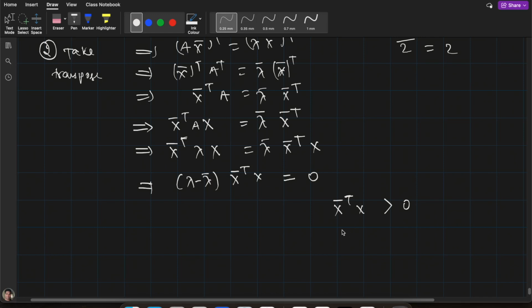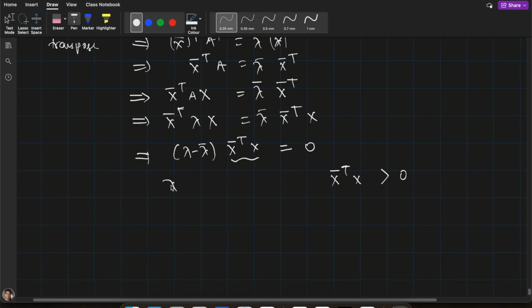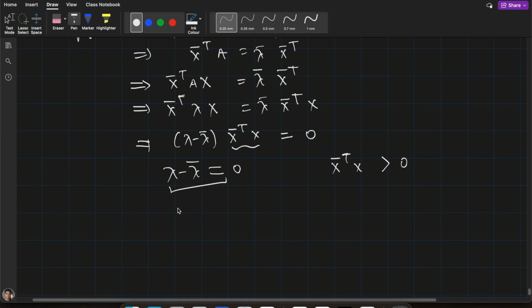You can check it. It will always be greater than 0, which means that this quantity can never be 0 to equate to 0. So you reach only one conclusion, that is lambda minus lambda bar equal to 0, and it will happen only when lambda is real.